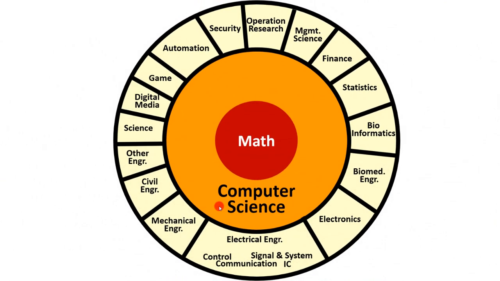So in modern days computer science, you need to study math as the core and use the mathematical knowledge to build up your computing model. The computing model needs to be converted by your programming skill into a program. And the program or hardware that you design will be used in many application fields, including those on this chart.